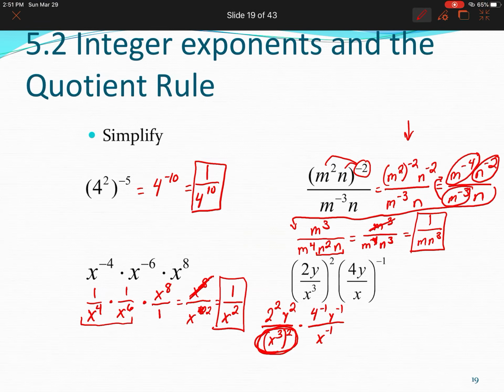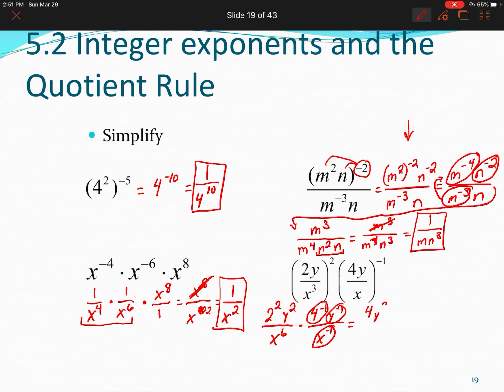Now, we still have this set of parentheses here at the bottom. And just for the sake of having some space here, I'm actually going to take this and erase it and rewrite it. So this x to the third to the second, that power to a power, we're going to multiply those exponents. So I'm actually going to erase that and make that x to the sixth. That way, I'll give myself a little more space here.